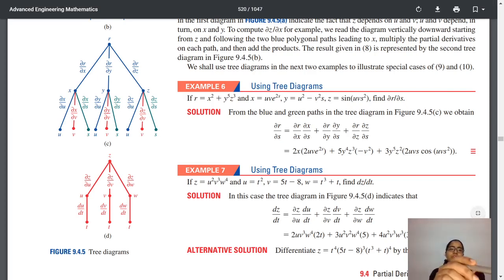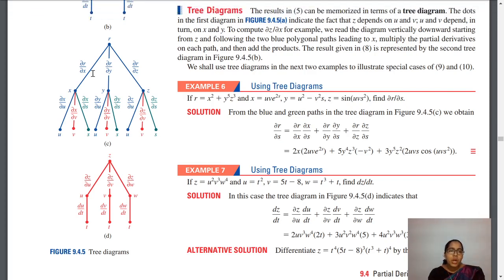What will be the partial derivative? It will be dou r by dou x into dou x by dou s plus dou r by dou y into dou y by dou s plus dou r by dou z into dou z by dou s. Let's just see it. What will be dou r by dou x? We have to keep y and z constant. It will be 2x. What will be dou x by dou s? U and v are constant. E raised to 2s. What is the differentiation of e raised to 2s? It is nothing other than 2 into e raised to 2s. So that will be 2x into 2 into u into v into e raised to 2s.